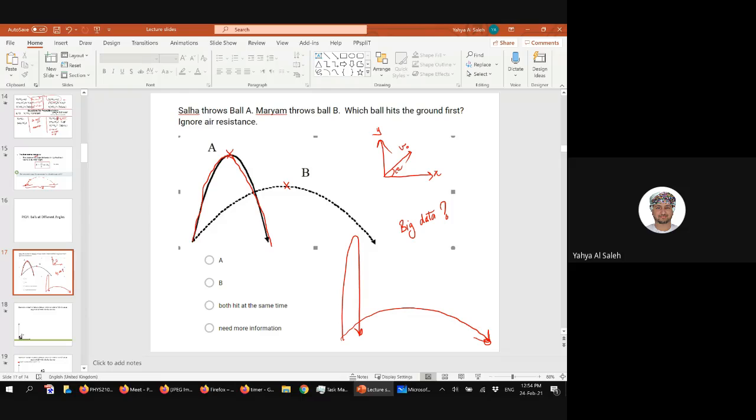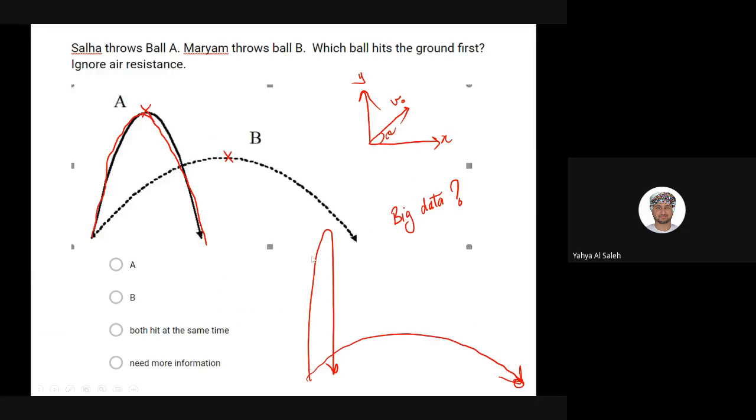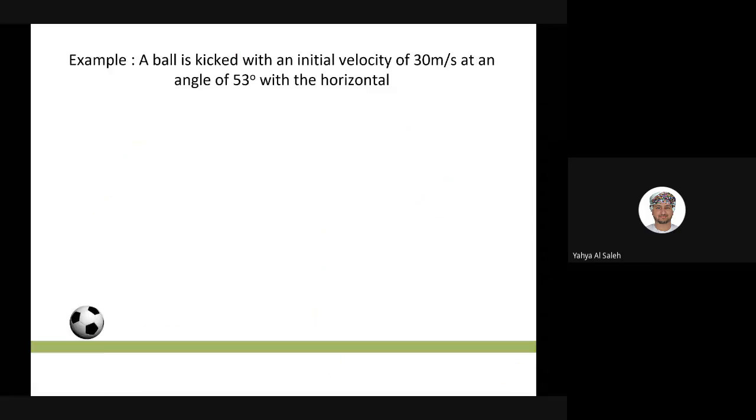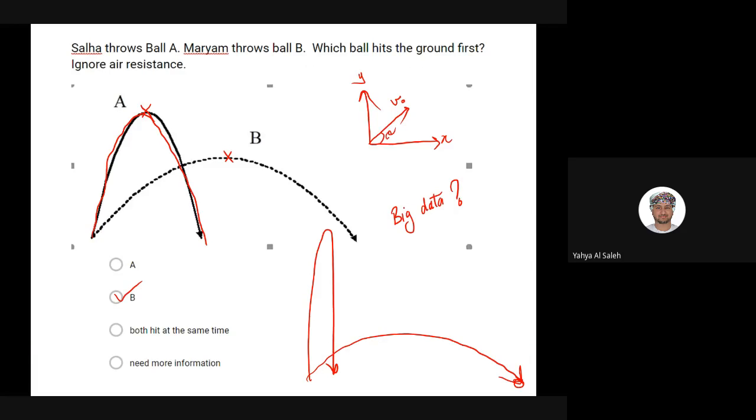Everything I just said was absolutely garbage about needing more information. What I told you about big data is correct. What I told you about looking at the sine and cosine is correct. But need more information was garbage. The correct answer is indeed B. Now, quite a few of you had that idea in your head.